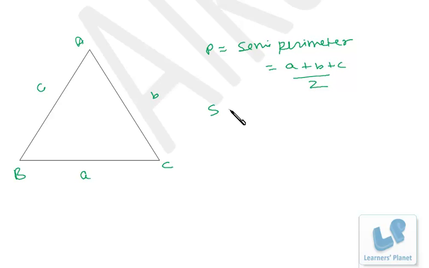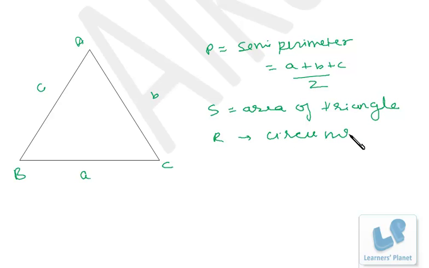So p is the semi-perimeter for this triangle and its value is (a + b + c)/2, right? I suppose S is the area of the triangle. Okay, R is the circumradius, right? We have discussed circumcircle and circumcenter, so this will be the circumradius, and the small r is suppose the inradius.